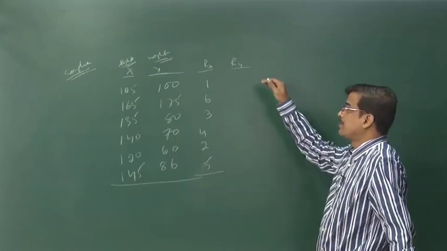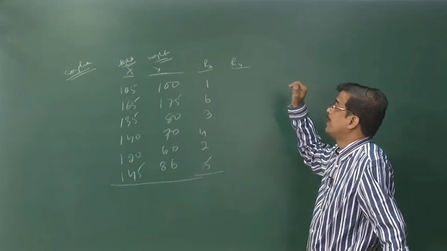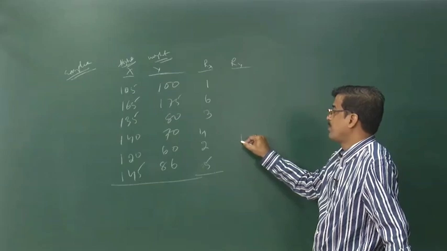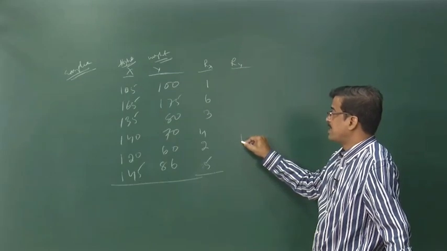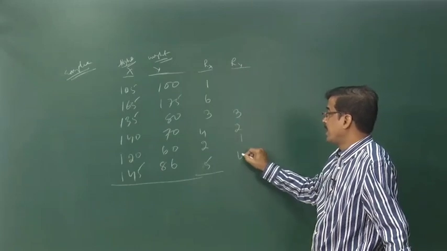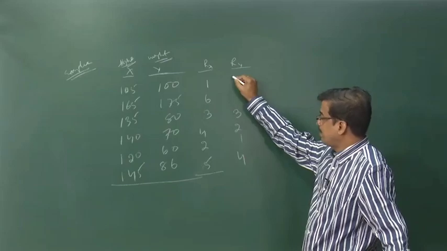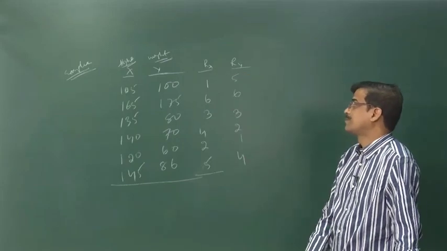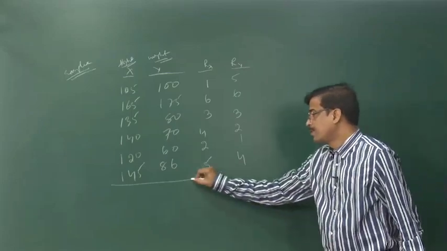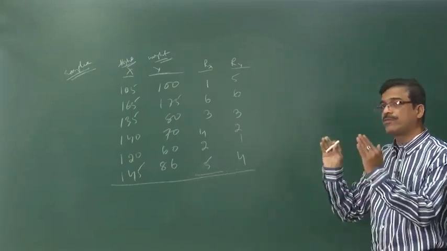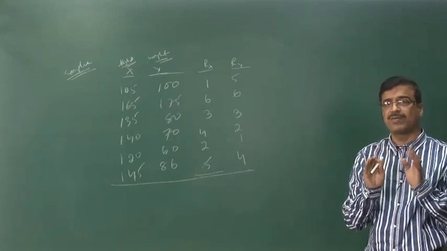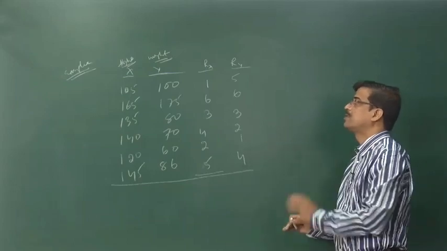In the same way you have to rank the second variable, that is weight. The minimum one is 60, we put it as 1. Second minimum, the next highest, is 70, you put it 2, then 80, then 86 as 4, thereafter 5, and then 6. This is the way of calculating the rank. When the ranks are not given, you have to rank both variables in the same direction, either ascending or descending order. Here we rank both variables in ascending order.